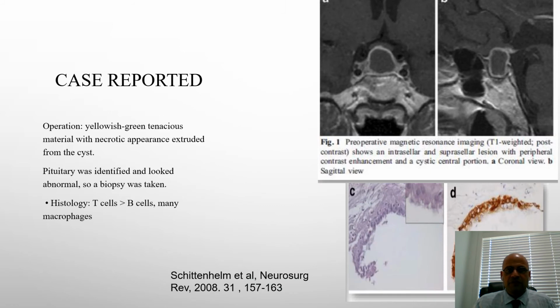So this is another case in the literature. This is not our patient here, but it clearly showed another case of ruptured Rathke cyst with a lot of T cells and B cells in the aspirated tissue.